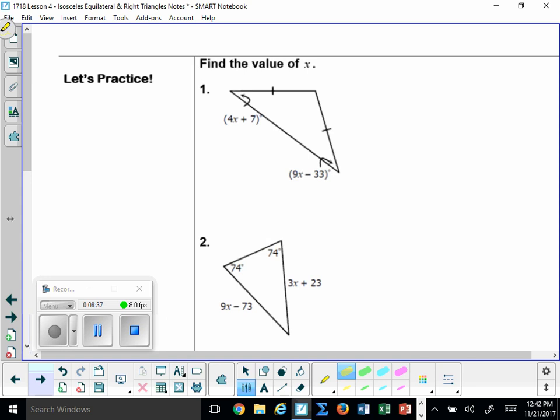Okay, let's try a couple of these. Let's see, what kind of triangle do I have in number 1? I'm noticing that I have an isosceles triangle. So that means these two angles are base angles and they are congruent. 9x minus 33 equals 4x plus 7.